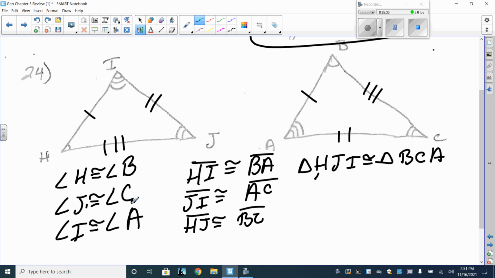Any questions on this here? Yeah. 3 angles, 3 sides, and a congruency statement.